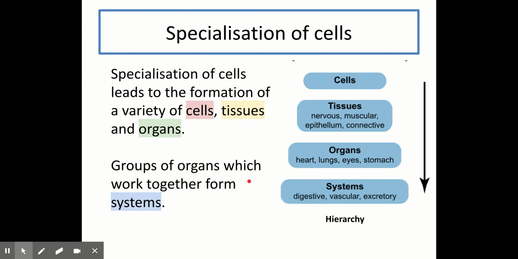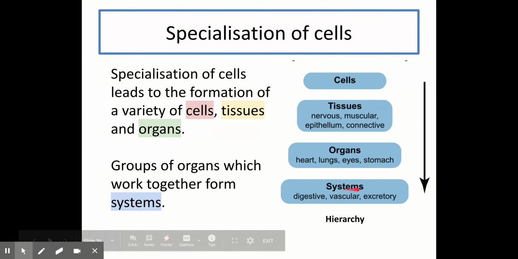Cell specialisation leads to the formation of lots of different types of cells, tissues, and organs. Cells are the most basic unit of living things, and if a group of cells work together to do the same function, then they can form a tissue, something like epithelium in the skin or muscular tissue in the muscles. Different tissues can then work together to make organs like the heart, lungs, and eyes. And finally, those organs can group and work together to form systems like the digestive system or the circulatory system.